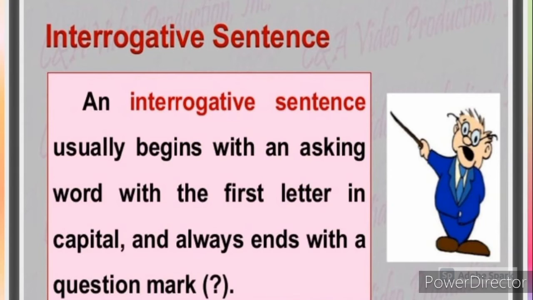An interrogative sentence usually begins with an asking word with the first letter in capital and always ends with a question mark. So interrogative sentences begin with a question word. It can be a WH word, or it can be a direct or indirect question, and these start with a capital letter and always end with a question mark instead of a full stop.